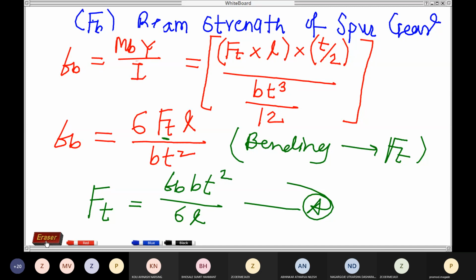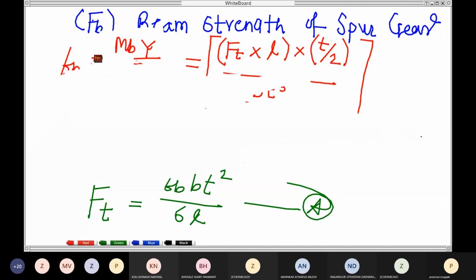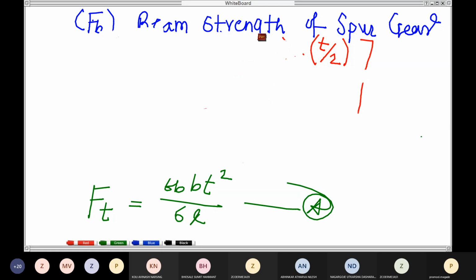So below that write down: multiply and divide by module in the above equation. Now I'll write, tell me, can I erase this? No. Okay. Now multiply. So multiply numerator and denominator by m, the module. Why module? Because it is the heart of the gear teeth system. On the basis of module, everything is defined. That's why we'll have to consider it. Because module is not included in any term here.